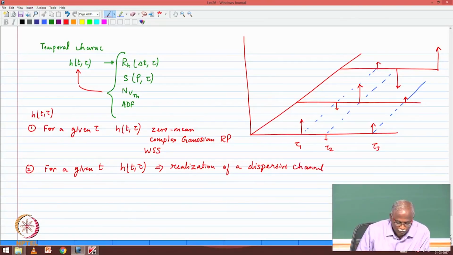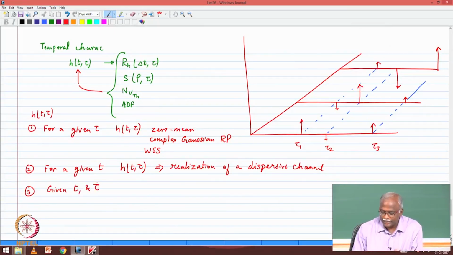Now, very important, if I specify both t and tau, given t and tau, that means I have specified both t and tau.